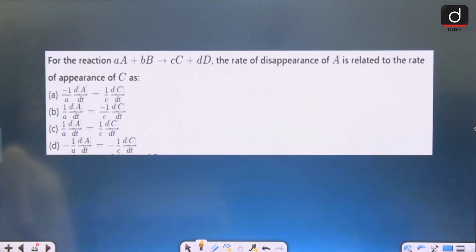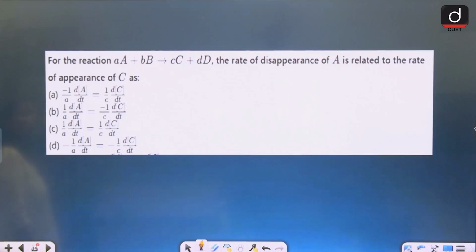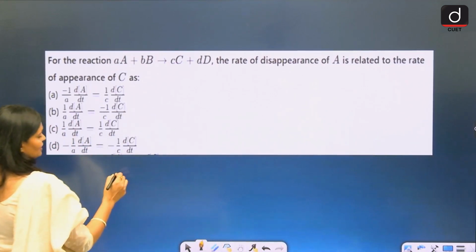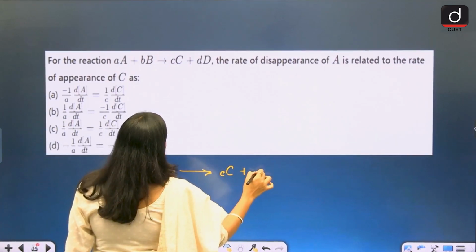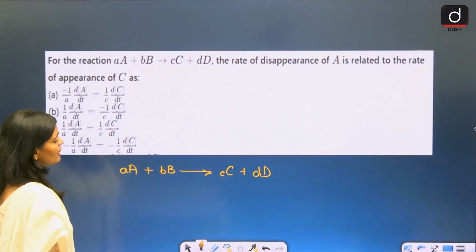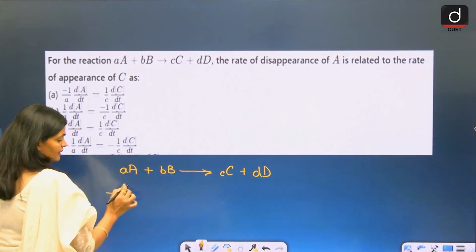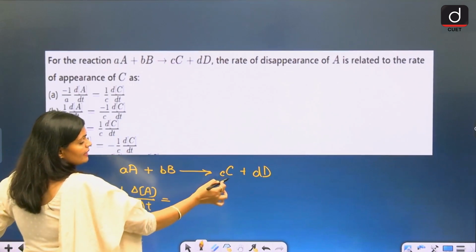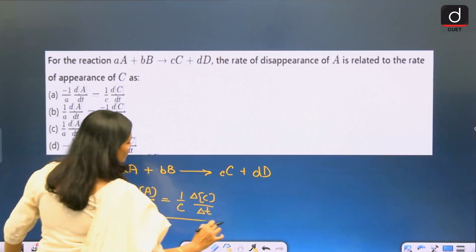Then next question, for the reaction aA + bB gives cC + dD, the rate of disappearance of A is related to the appearance of C. So now how are you going to write down the rate of the chemical reaction? For A and C. So what is the reaction here? Small a, capital A, small b, capital B gives you small c, capital C, small d, capital D. So what do you have to write down? The disappearance of A. How are you going to write down the disappearance of A? 1 by a, minus for disappearance, so minus delta A by delta t, right? And the appearance of C, 1 by c, delta C by delta t. So this is how you are going to write down the reaction.